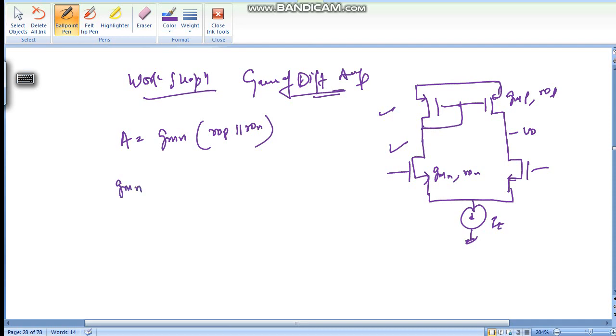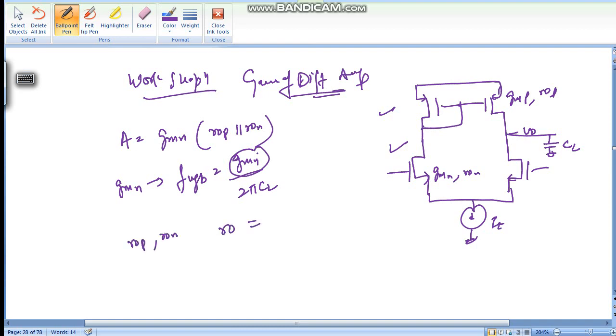This transconductance we can find out using bandwidth. FUGB is given by GMN by 2 pi CL. So we will see regarding this. For the time being, assume FUGB is some value, and from that we can find out our transconductance. Then another thing is ROP and RON. So RO is given by 1 by lambda ID. So here ID is IT by 2, in this branch IT by 2.